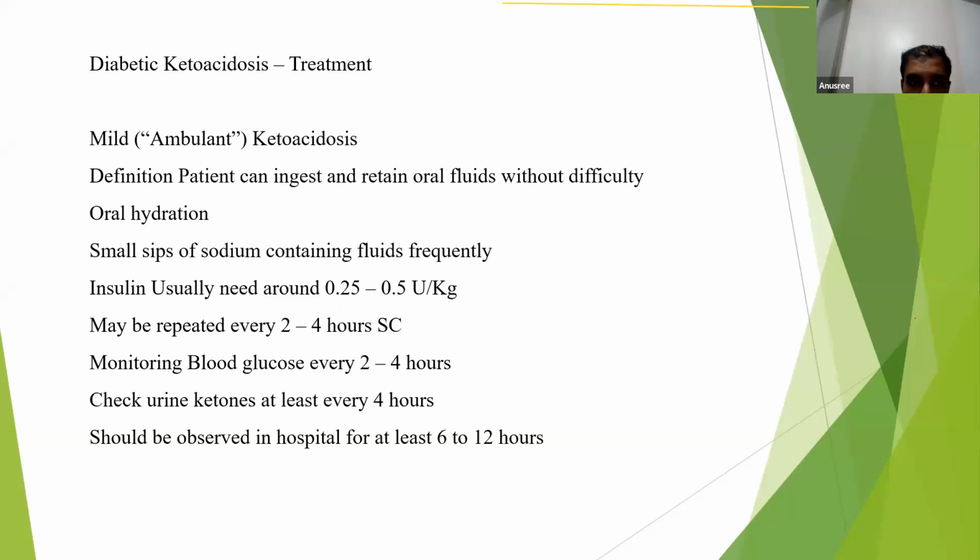Diabetic ketoacidosis may be mild, moderate, or severe. In mild, we can treat them on an observation basis, and we can give them saline fluid. Insulin may be initiated at 0.25 to 0.5 units per kilogram and may be repeated every 2 to 4 hours. Monitoring blood glucose should be done every 2 to 4 hours, and they can be kept in hospital for 6 to 12 hours. Once they are okay, they can be sent home.